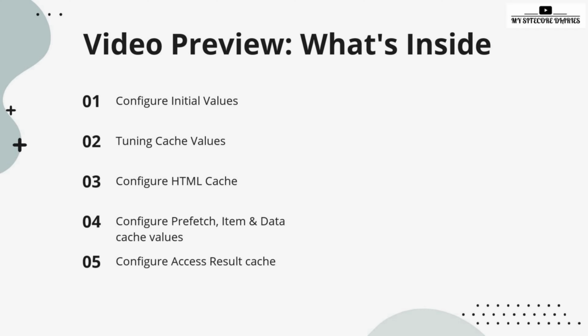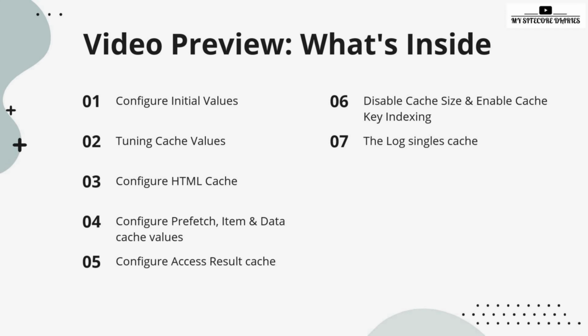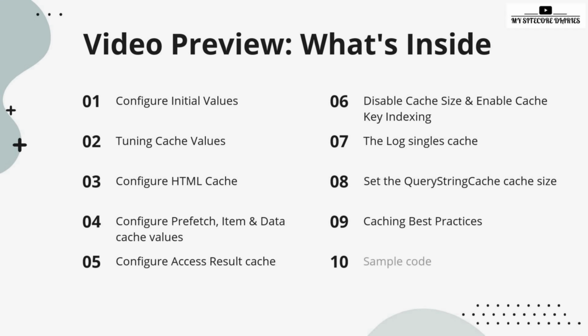Then we will see what the access result cache is and how we can configure it. Then how to disable the cache size and how to enable the cache indexing. Then how to log only a single log when there is an error, that is log single cache. Then there is something called QueryStringCache, so how to set the QueryStringCache size. Then we will see best caching practices, and at the end we will see a few sample codes while using the cache. So let's start the journey.